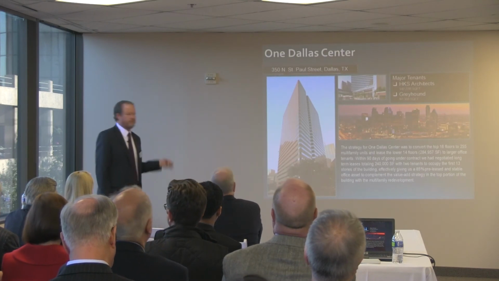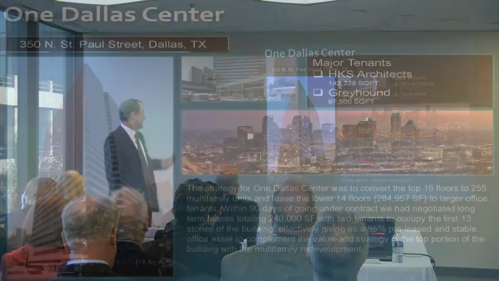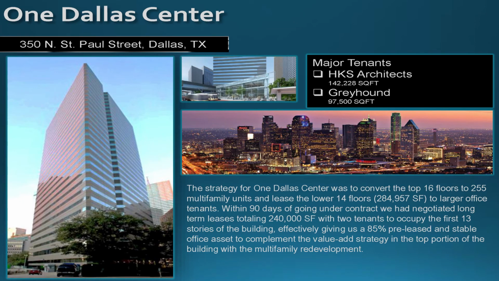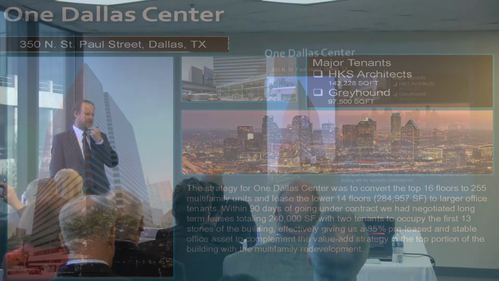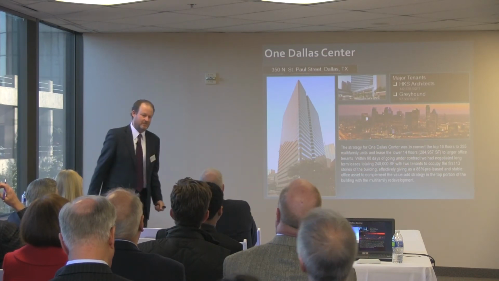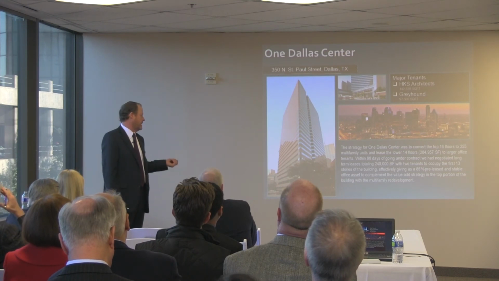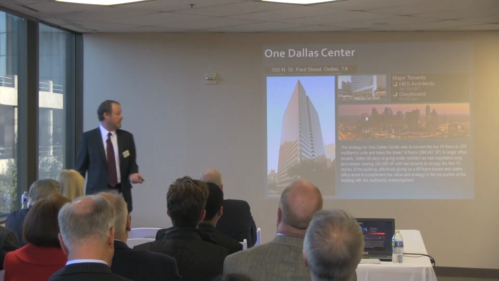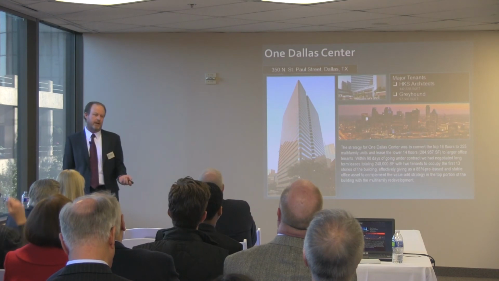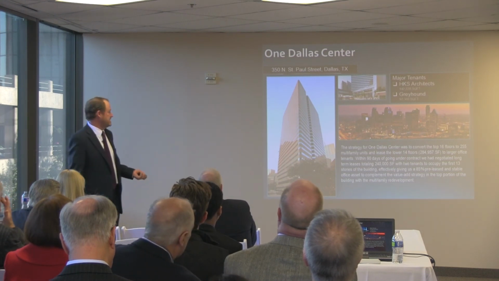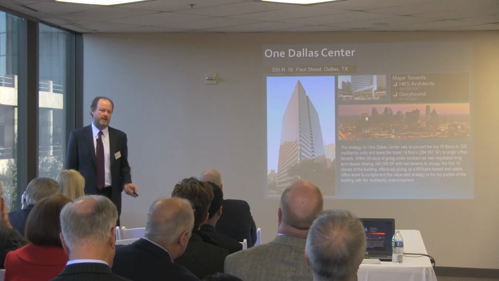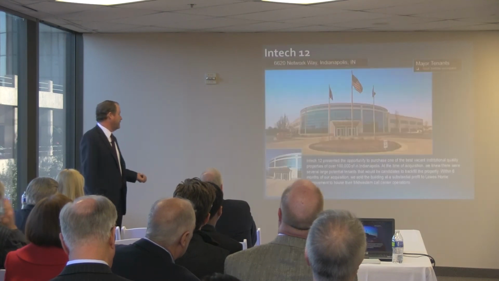Just a few representative transactions and I'm done. This is a deal at One Dallas Center, formerly Patriot Tower, we were involved in. This was a foreclosure in the first 90 days of putting it under contract, largely through Daryl and his team's help. We were able to pre-lease this building before it closed, almost 240,000 square feet, largely HKS Architects relocated, Greyhound renewed. So this is a very successful project that we have maintained a carried interest in, done very well.